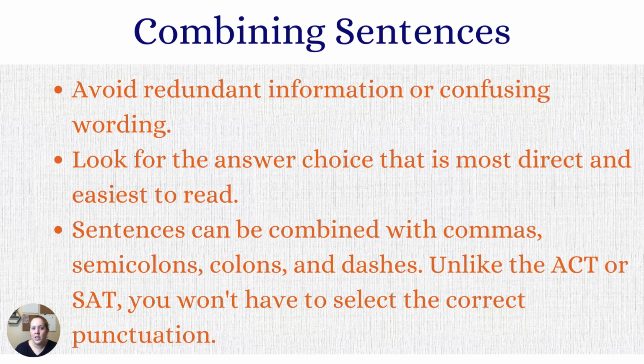So for these questions, we want to select answer choices that avoid redundant or confusing wording. So basically, we want to look for the answer choice that is the most direct as far as conveying the author's intention, and also the one that's the easiest to read. Because some of the distracting answer choices are going to be correct, they're going to convey the same information, but they might be wordier or they might be difficult to read based on the structure of the sentence. In some cases, these answer choices might be longer as well.